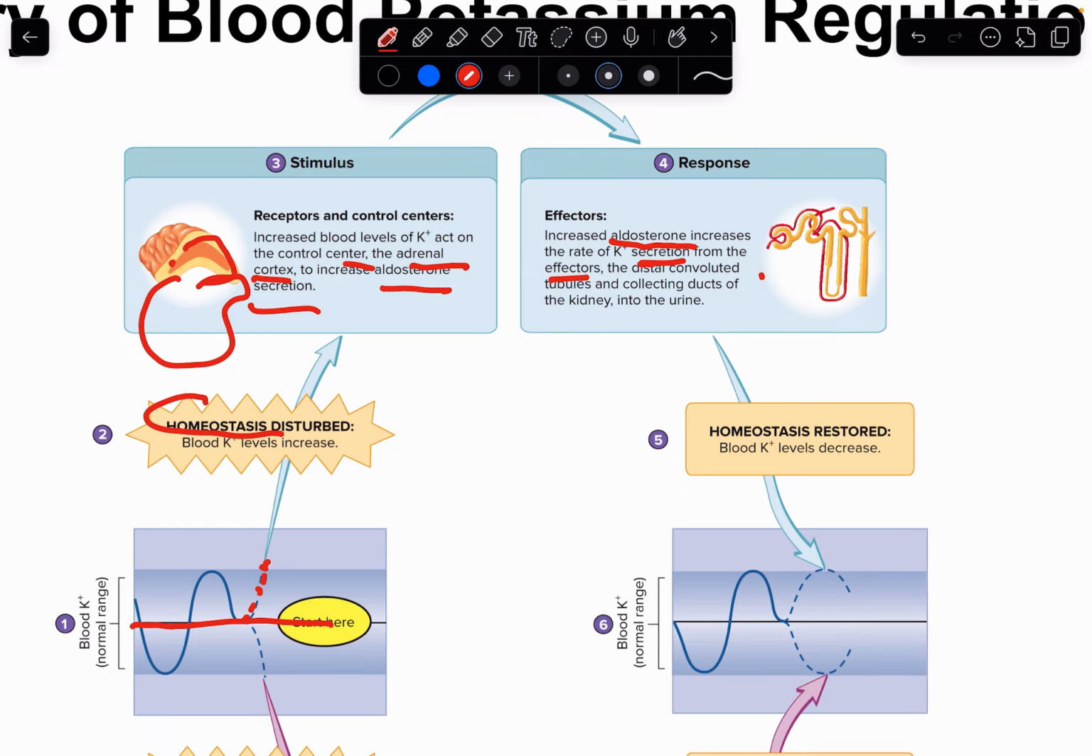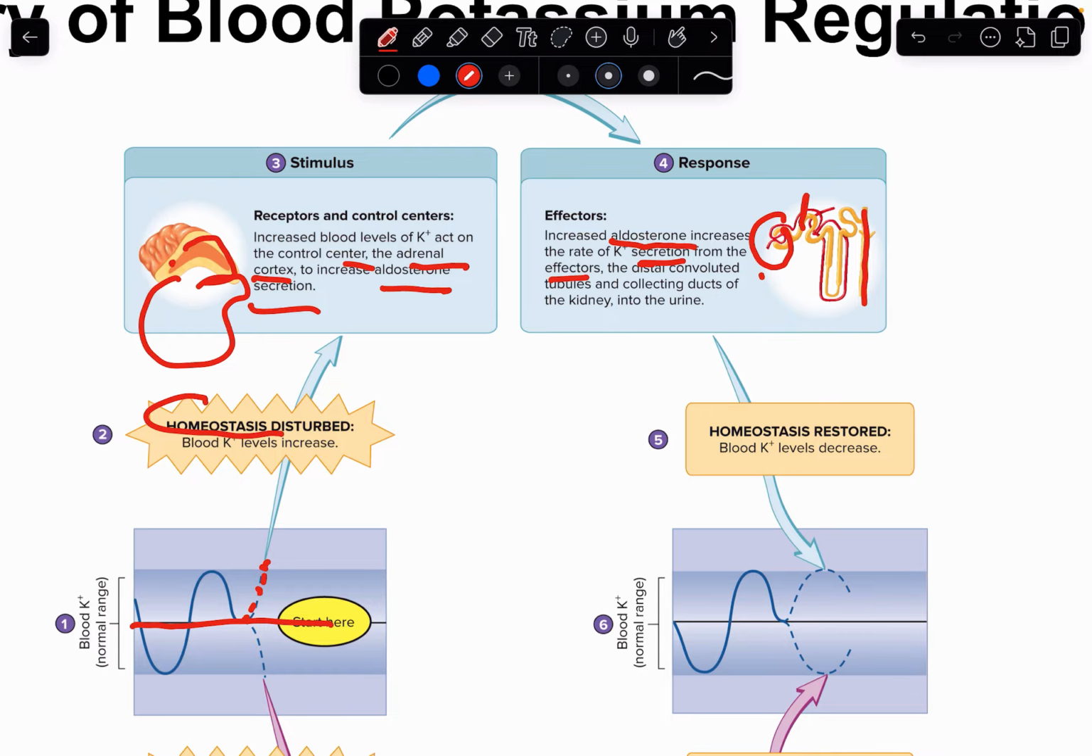The distal convoluted tubule. This is the glomerulus. This is the proximal convoluted tubule, closer to that. Distal is away from that, this area. Then the collecting duct is over here. The distal convoluted tubule and collecting duct of the kidney secrete potassium into the urine.